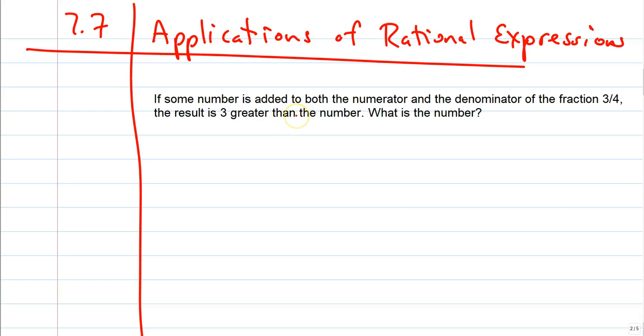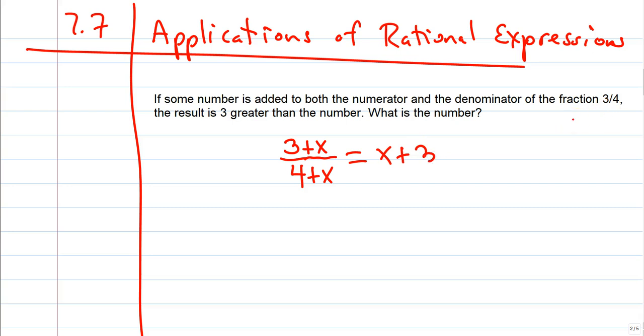If some number is added to both the numerator and denominator of the fraction 3/4, okay, so I'm taking the fraction 3/4 and I'm adding something to the numerator and the denominator, and the result is 3 greater than that number. So that number plus 3.